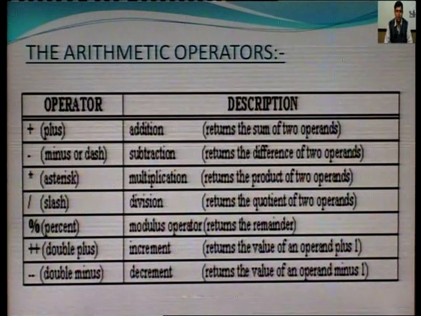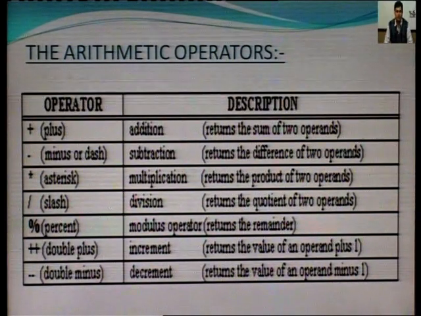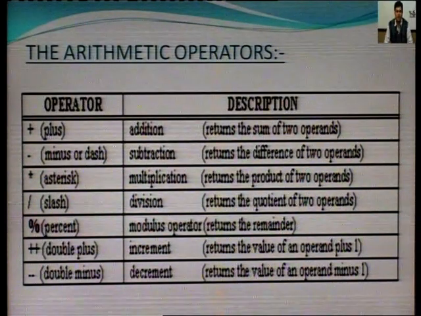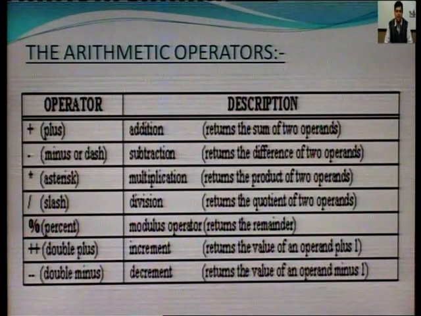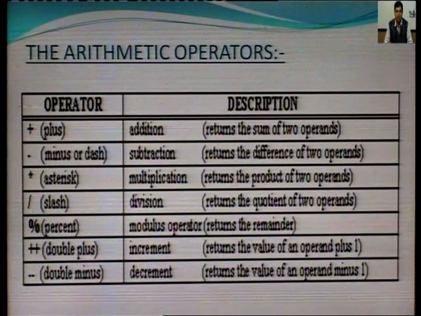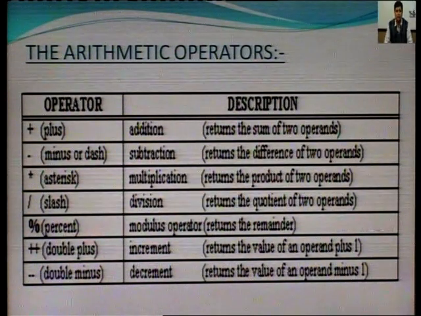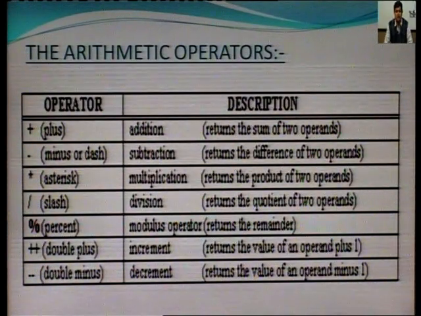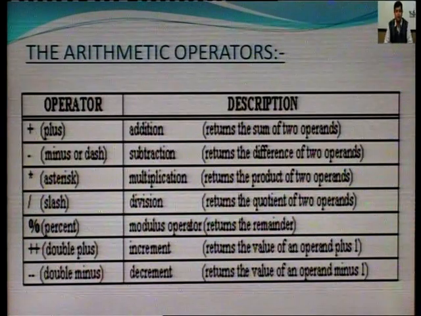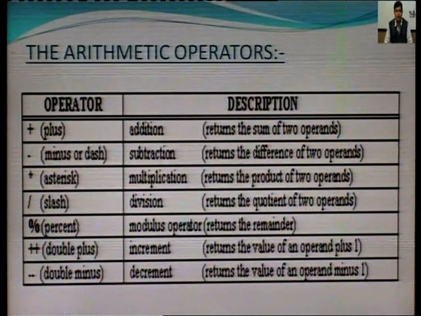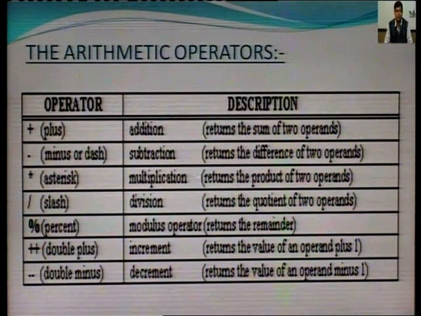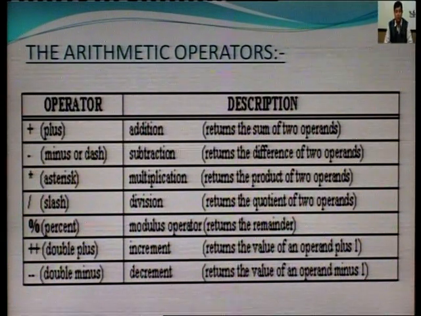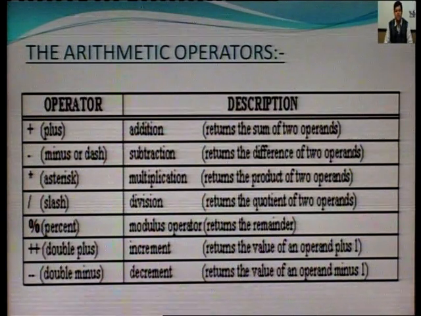And if you look at the arithmetic operators: plus, minus, asterisk, slash, percentage, double plus, and double minus. Plus is used for addition of two operands, and minus is used for subtraction, the difference of two operands. Then multiplication, multiplying two operands. Slash we use for dividing to find the quotient of two operands, and percentage returns the remainder.